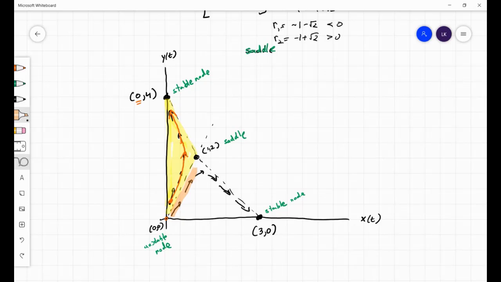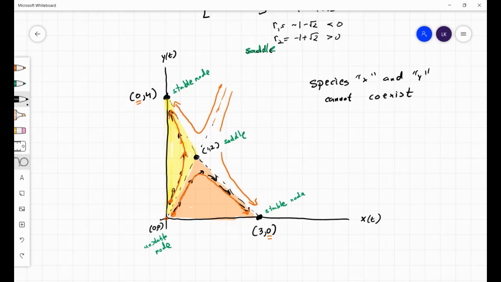Similarly, if you were to start in this quadrant over here, species X wins out. Species X had a sufficiently large population that eventually it would make species Y die out, because here species Y goes to 0. If you started somewhere else, similar ideas: you'd still end up with one of the species dying out. So these are definitely competitors. They can't coexist. Regardless of where you start, one of them will die off.